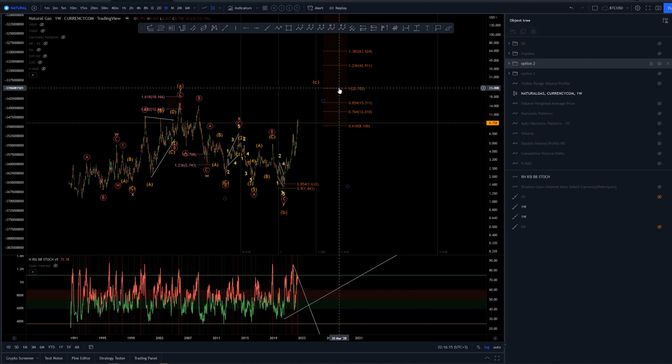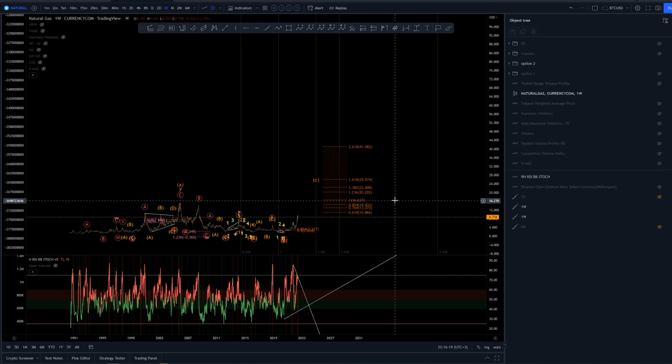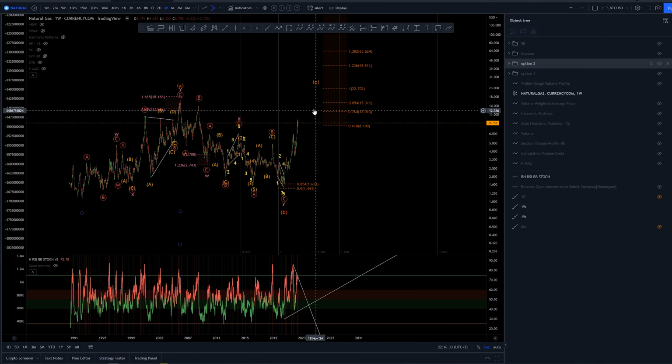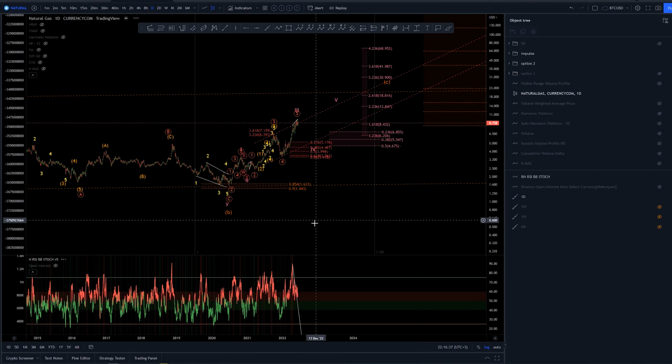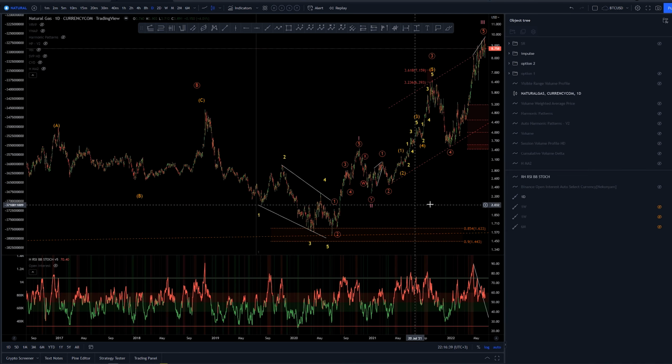1-to-1 extension here for the C wave around $22 on a logarithmic chart, and $16 just above these highs that we've had on 2005, around $16.63. But again, we'll look into this structure next. Let's zoom in a bit and go through this structure.